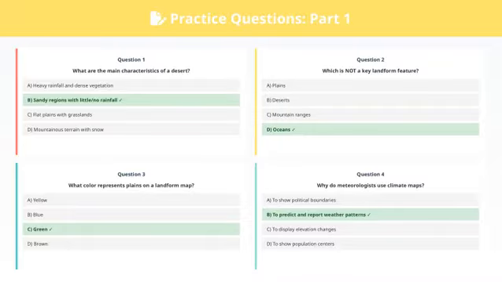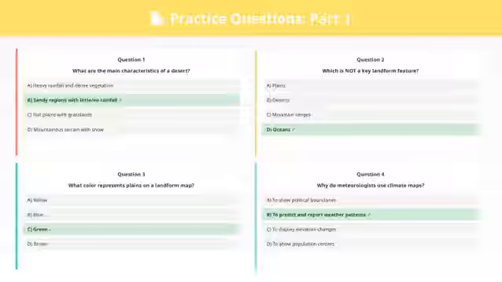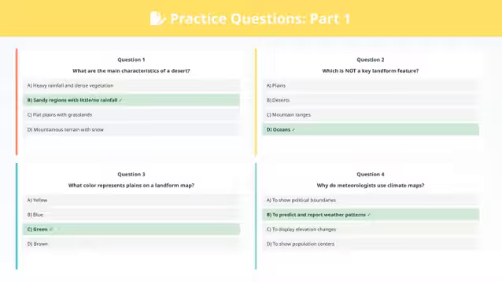Let's take a closer look at some practice questions to reinforce what we've learned. First, what are the main characteristics of a desert? The correct answer is B, sandy regions with little or no rainfall. Deserts are defined primarily by their dry conditions and sandy or rocky landscapes, not by heavy rain or dense vegetation. This highlights how climate shapes these unique environments.